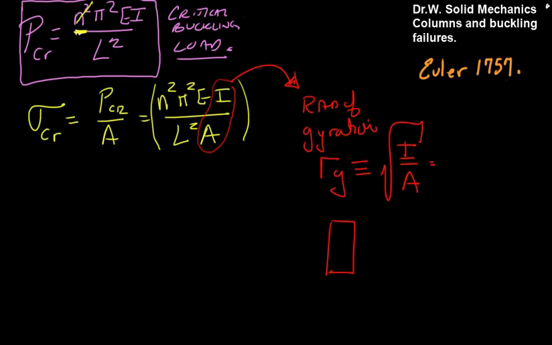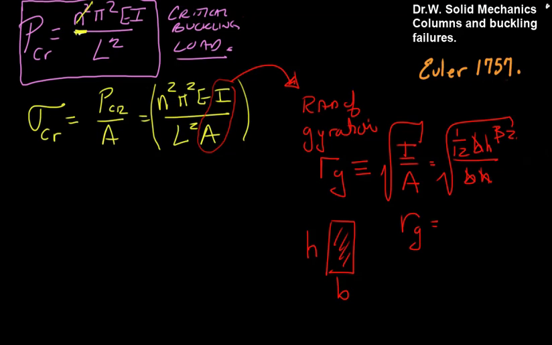For example, if we had a rectangular beam of base b and height h, I would be 1/12 b h cubed, and the area would be b h, and take the square root of that, the b's drop out. One of the h's goes, making that a squared, and you get r sub g would be h over the square root of 12. And the radius of gyration values are listed in tables, so it's not uncommon to use this.